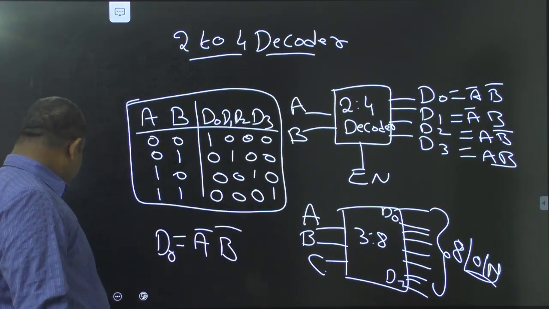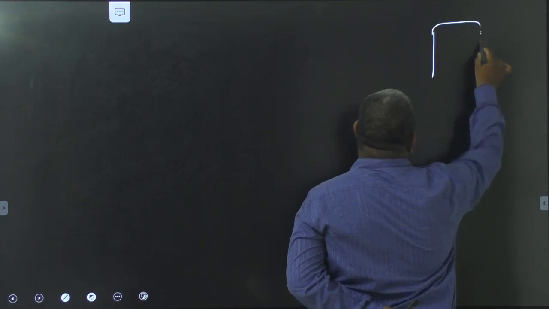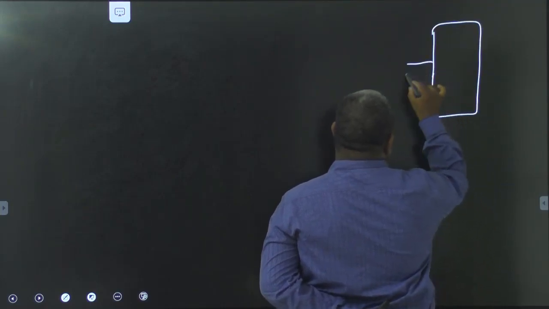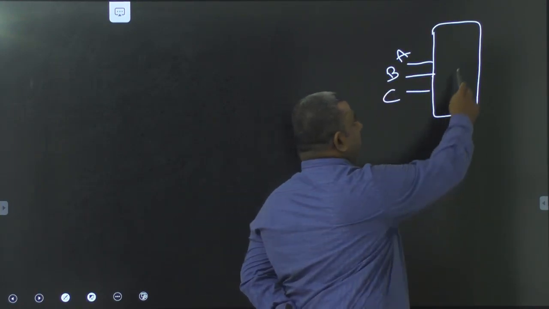Now I will erase everything. Right. Now see here. I am drawing separately A, B, C. Okay. Next.